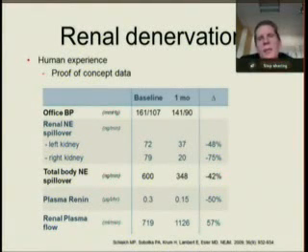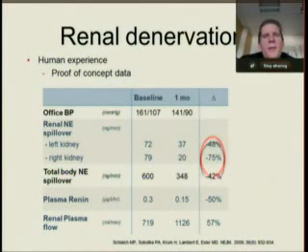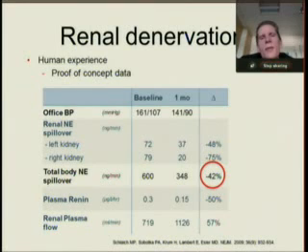This shows a single patient also published in 2009 demonstrating a significant blood pressure reduction after denervation compared to baseline. And also, once again, significant reductions in renal and overall spillover of norepinephrine. Also, there was significant reduction in renin release, and interestingly, the renal plasma flow increased.